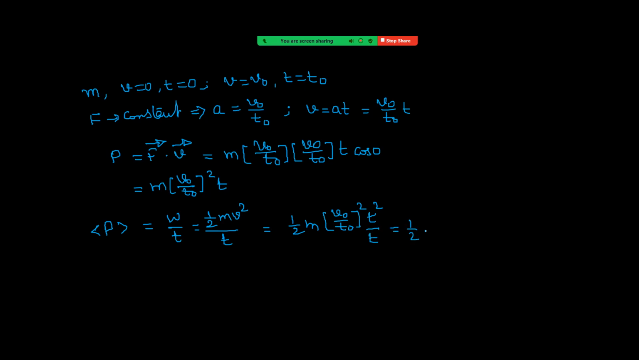So this becomes half m v naught by t naught whole square into t. So this is the average power delivered in first t seconds. Okay. So like this, we can expect simple questions based on power and average power.